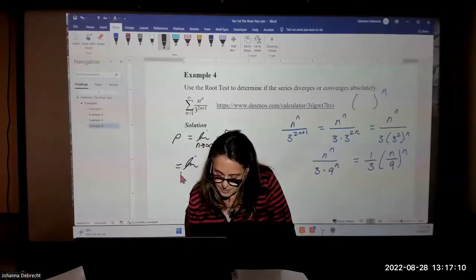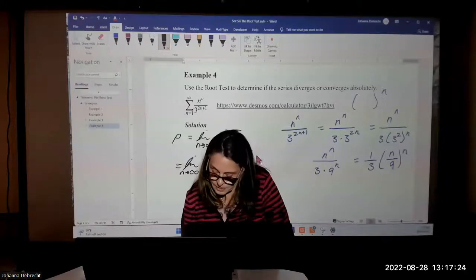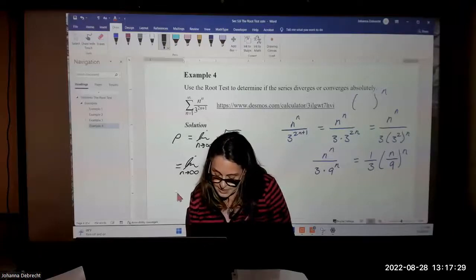So we have the limit, n is approaching infinity. We have the nth root of the absolute value of 1/3 n over 9 to the nth power. Inside the absolute values, we know they're already strictly positive, so we can drop the absolute value, and we get the limit as n approaching infinity of the nth root of 1/3 times n over 9 to the nth power.